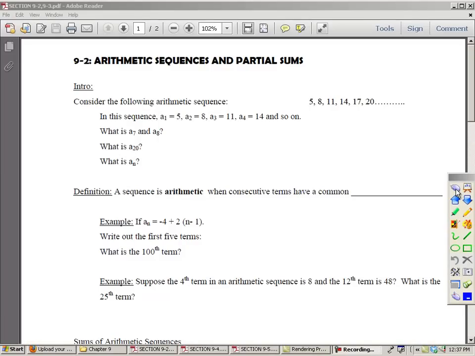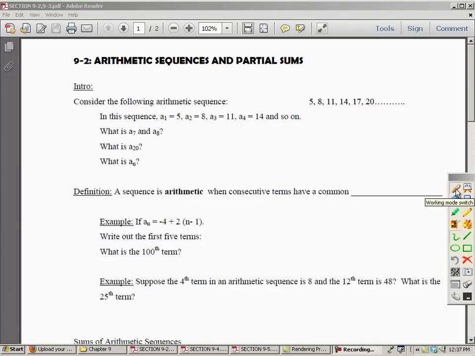Welcome to section 9.2. We're going to be doing today both 9.2 and 9.3. And so I'm going to start with 9.2. 9.2 is arithmetic sequences and sums. Now this is a review section from Algebra 2. And so I'm going to go through it as if I expect that you kind of already know a lot of this stuff, but I will again go through formulas and show you things like we did in Algebra 2.